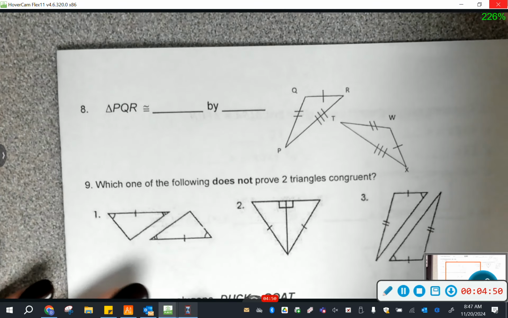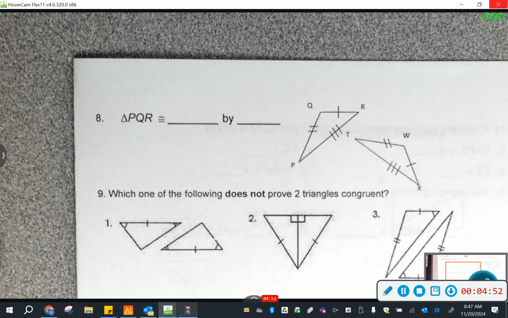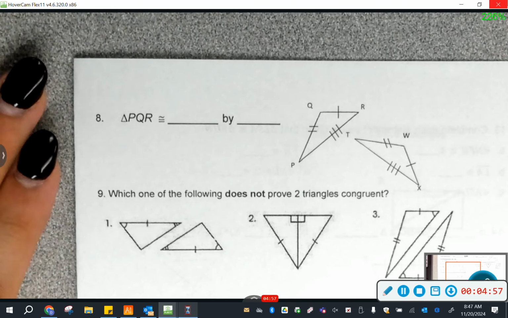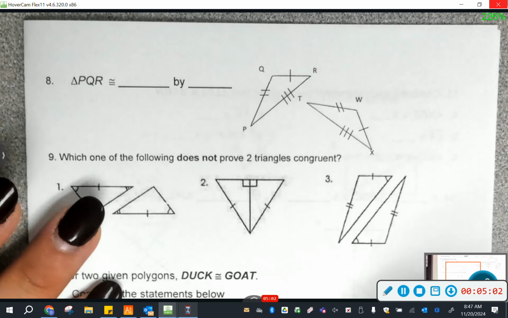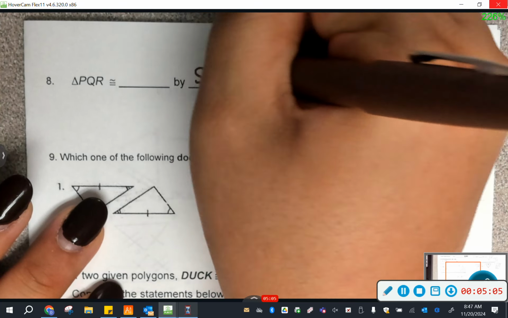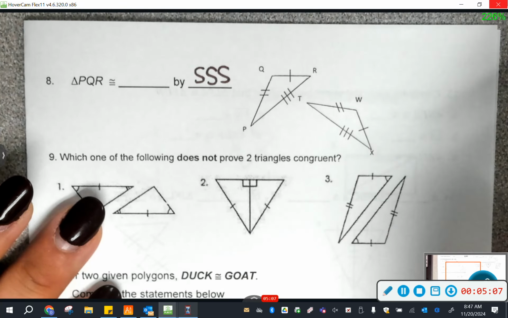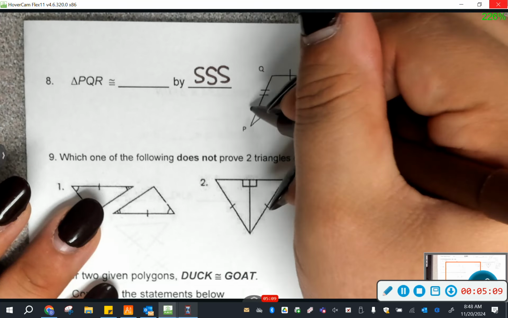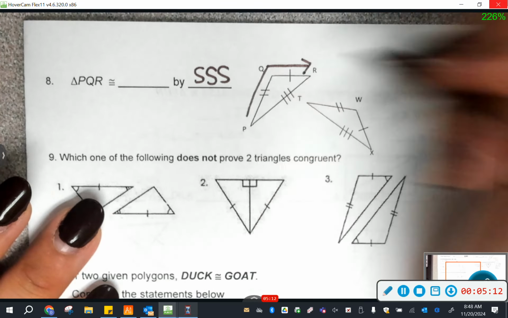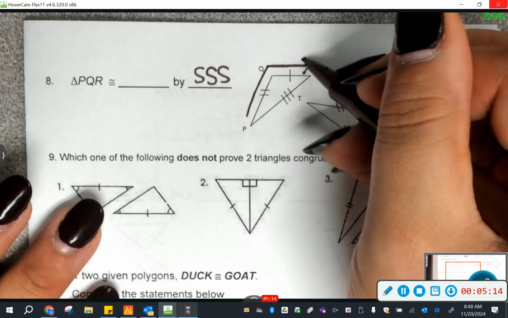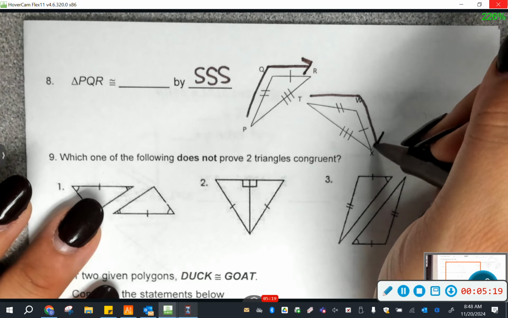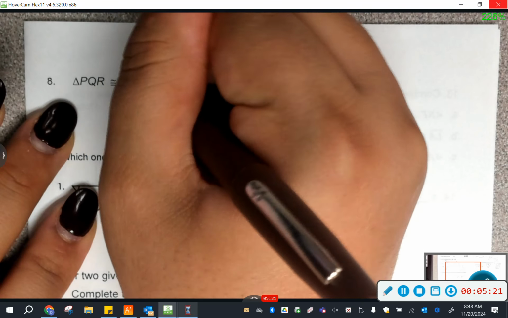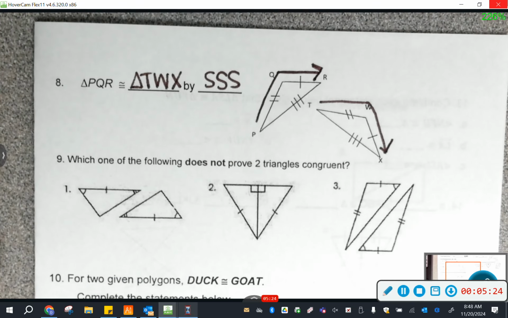Next one. This one right here. PQR is congruent to what by what? What's the case type here? Side, side, side. That goes in the second blank. There are no arcs, so there should be no A. And then it has P to Q to R. We're going from 2 tick marks to 1 tick mark. T, W, X. 2 tick marks to 1 tick mark is my answer.